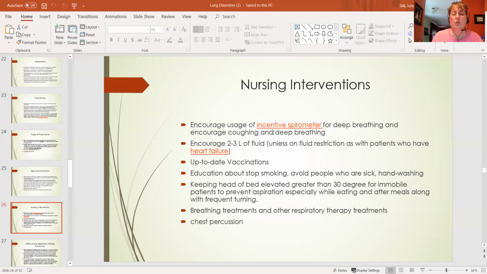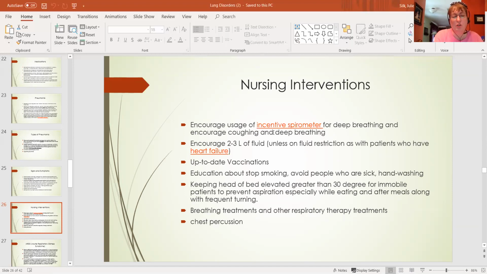Other things that we do, of course, we're going to encourage lots of fluids unless it's restricted for that patient. We want to make sure everyone's up to date with their vaccination. That's the number 1 way to prevent pneumonia, to be vaccinated. And then also keeping the head of the bed elevated a little bit, doing breathing treatments, probably giving antibiotics, and also chest percussion.